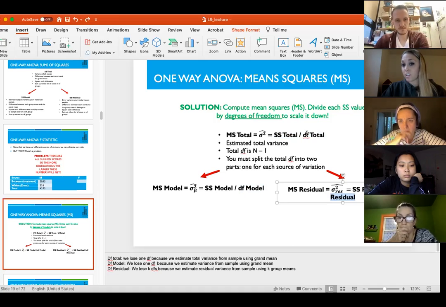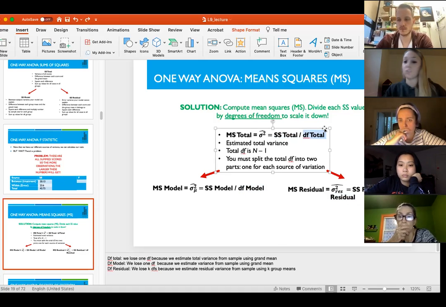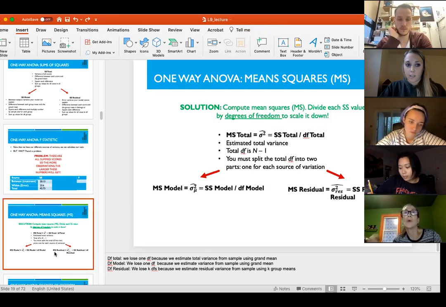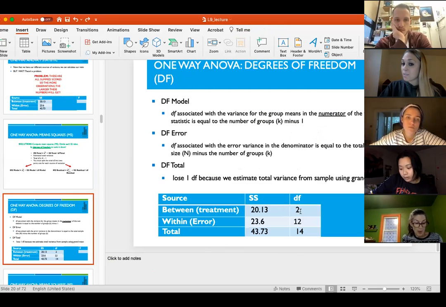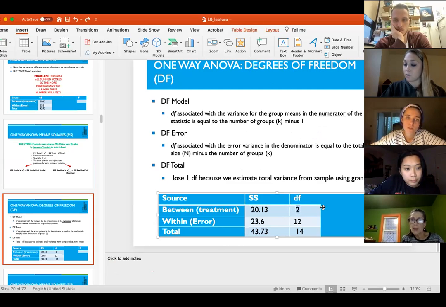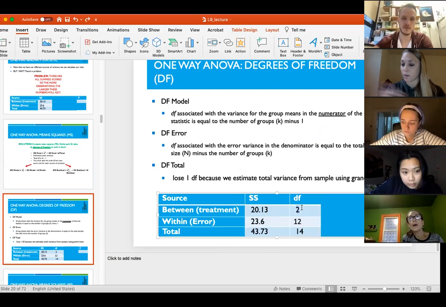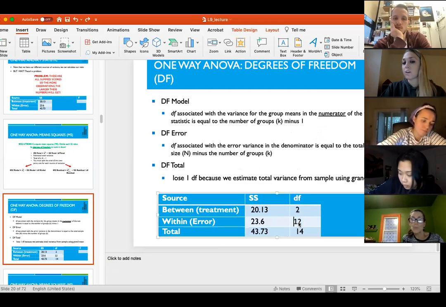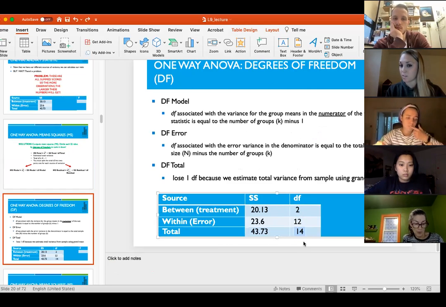And the other way that we can always check ourselves is that degrees of freedom total, just like sums of squares total, is a partitioning. So degrees of freedom total is going to equal degrees of freedom model plus degrees of freedom residual. So we're going to get to this part of the table here. Now we have degrees of freedom model is 2, because we had 3 groups that went into that calculation. So 3 minus 1 is 2. Our degrees of freedom within, well, let's go to total first. Degrees of freedom total, we know we had 15 data points. 15 minus 1 is 14.